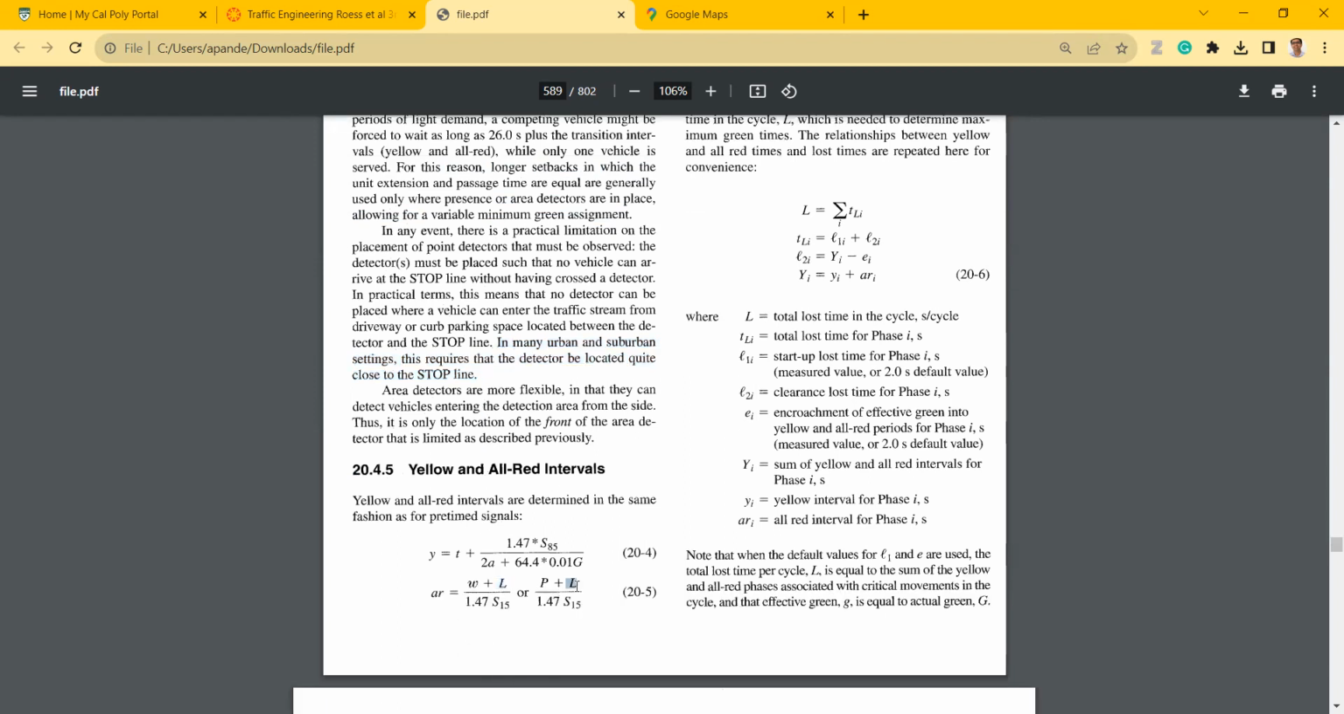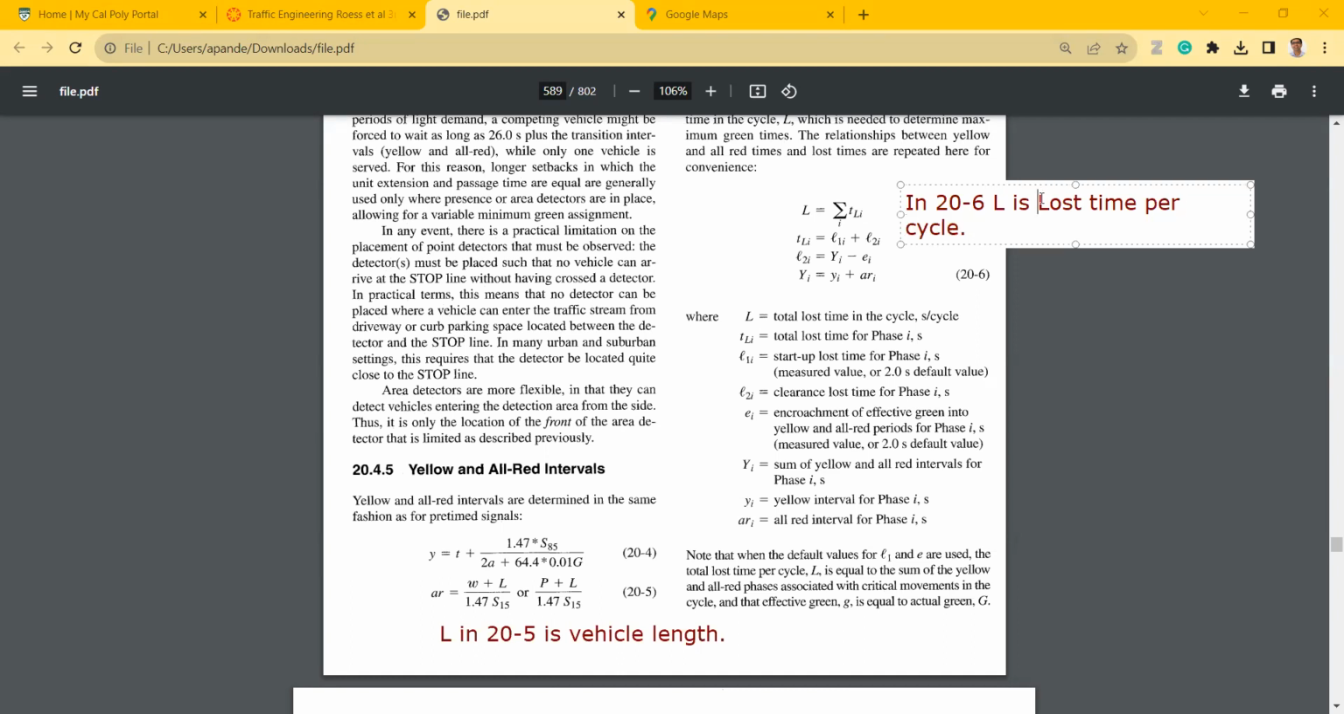The L here in equation 20.5 represents the length of the vehicle. The capital L is vehicle length. We've seen these formulas in our notes before. You can derive them, and it's basically just figuring out how much time you need to clear the intersection, how much all-red time you need, all that good stuff. Now, they also use this capital L in equation 20.6, where L is the total lost time per cycle. So just be careful when you're using this.